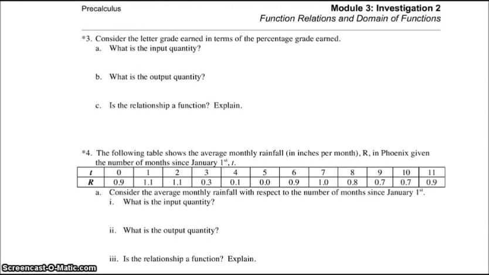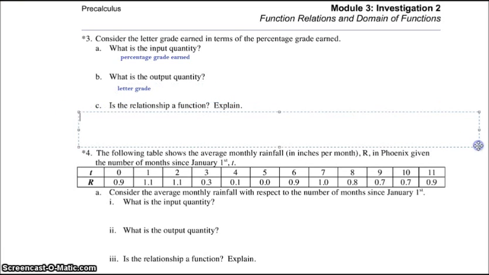Now question 3 basically just reverses the quantities in the last question. Consider the letter grade earned in terms of the percentage grade earned. Here, letter grades are in terms of the percentage grade, so the input quantity is the percentage grade earned. The output quantity is the letter grade. And is the relationship a function? This time the answer is yes.